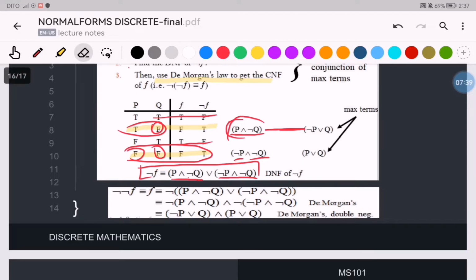First side: the negation of P, double negation of Q. When there is a double negation, it is automatically positive. That is Q. Then conjunction, negation of negation P, that is positive P, or P. And conjunction, negation of Q, that is Q. So, here is the contradiction, the CNF of the DNF of number 2. That is how to solve it.